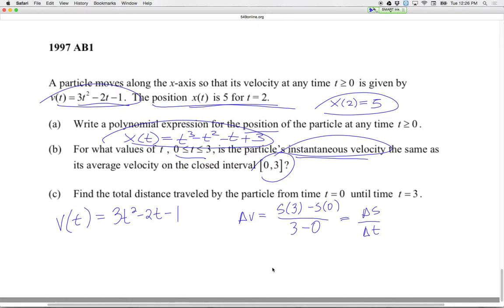So can I find the position at 3? Yeah, let's do it. 3 cubed, 27 minus 9, 18. 18 minus 16. 16 plus 3, 19. So that'll be 19 minus, what's s of 0?